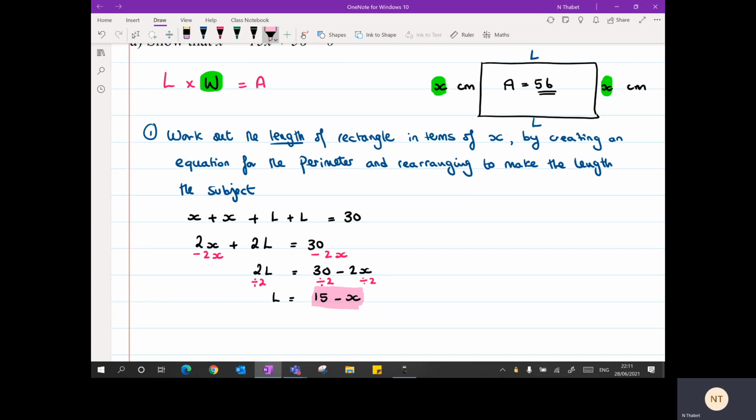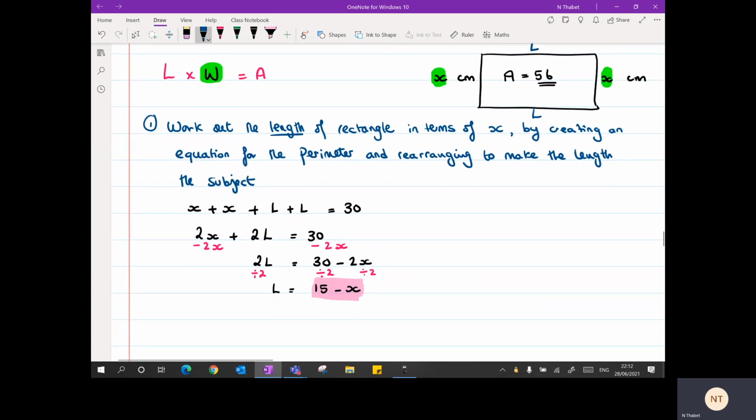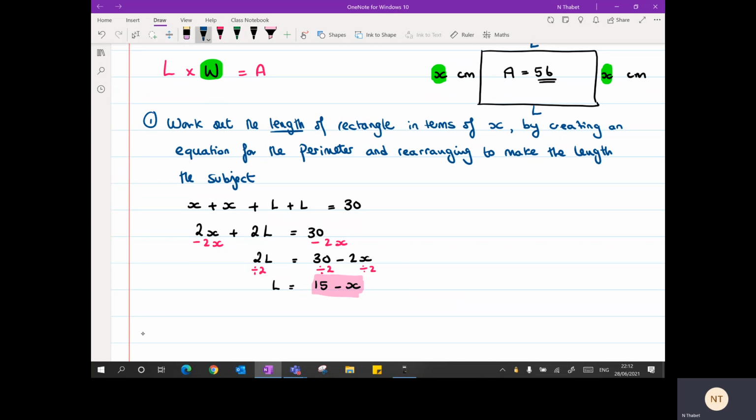And I've got my length in terms of x. So I've used the perimeter to find an expression for the length in terms of x. My step 2 is to actually create an equation for the area of the rectangle, because that's how you get your quadratic.